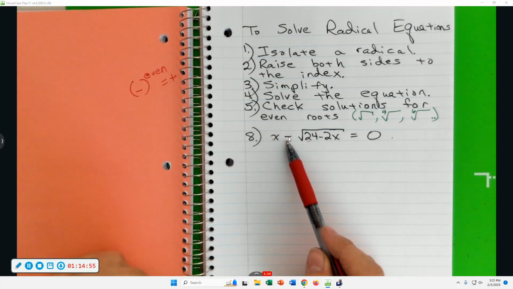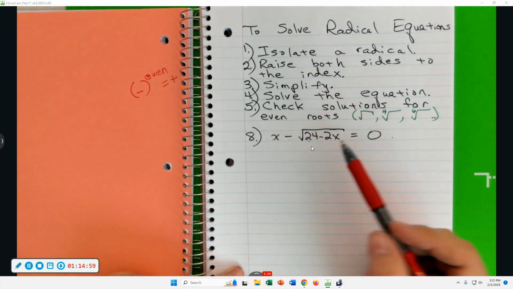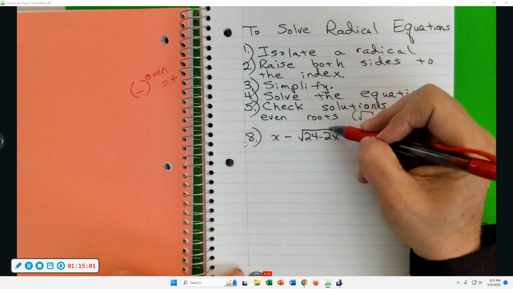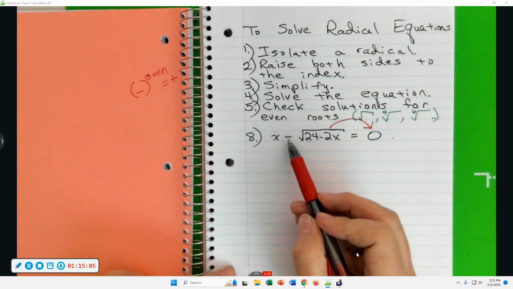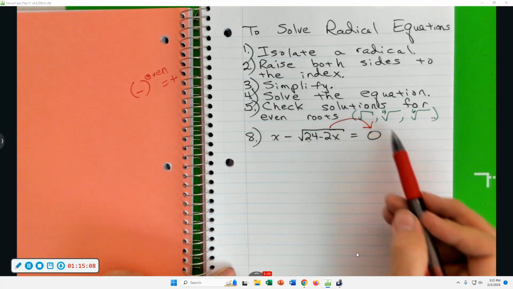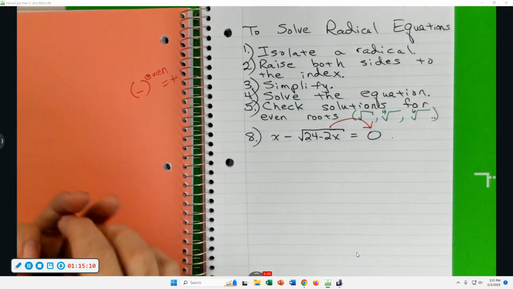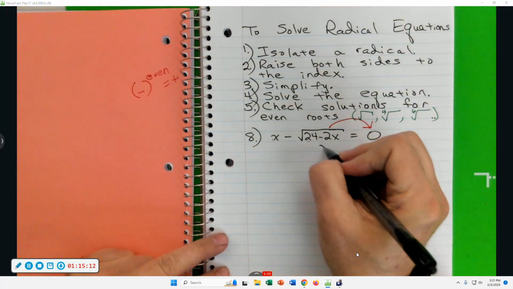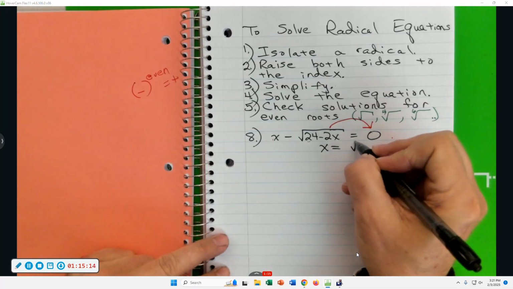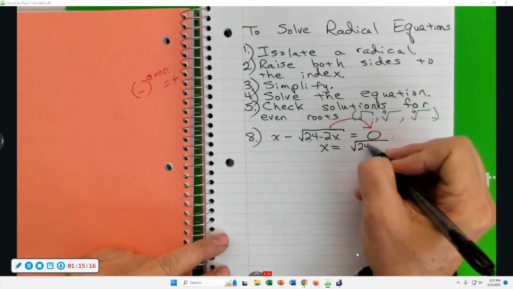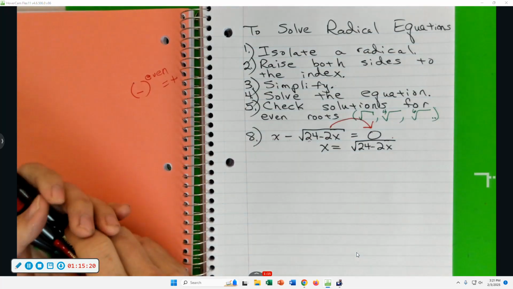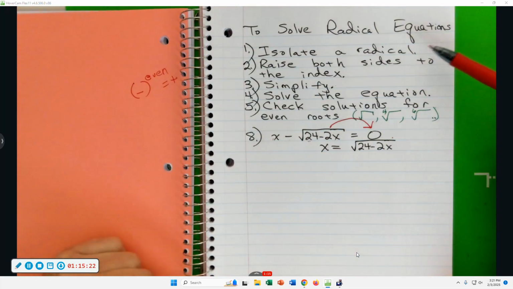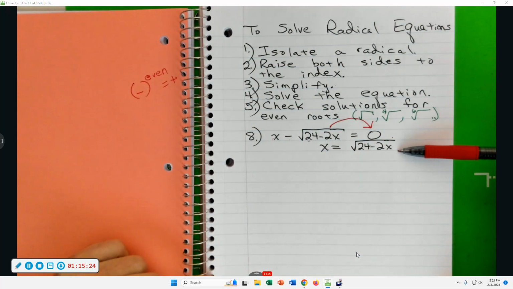Well, once we square it, it'll become a positive, but it's just added hassle. The smart thing to do is pick this radical up, move it over, and when you move a negative over, what sign does it become? Positive. So you have x equals the positive square root of 24 minus 2x. Okay. So you've done step one. I've isolated the radical.